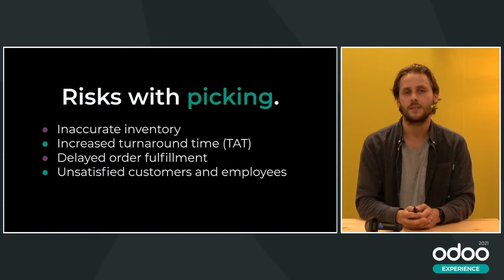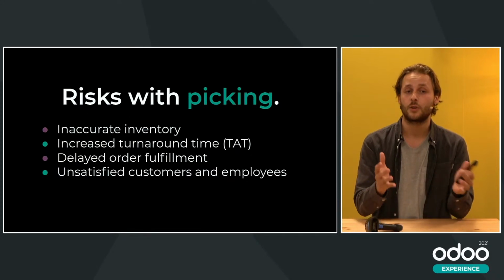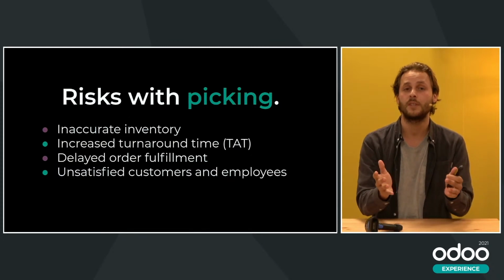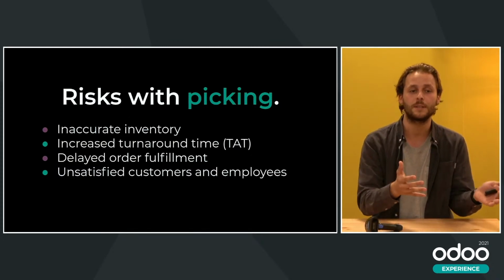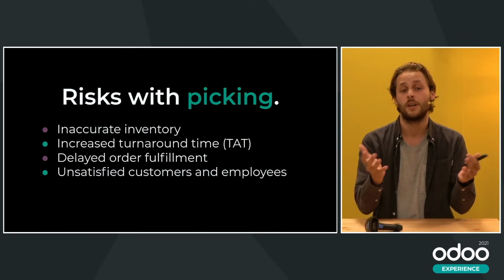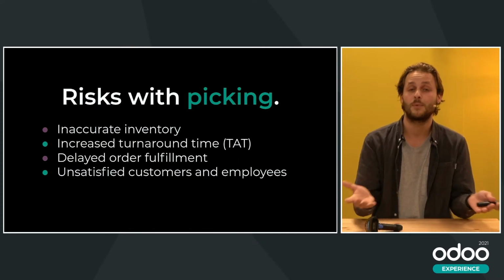Before I show you this, I would like to cover the risks when you have a bad pick and pack process. Of course, there are a lot of risks when it comes to picking. I have shortlisted a few, such as inaccurate inventory, increased TAT, which is the turnaround time. It's basically the time you need to fulfill a request. A third risk could be delayed order fulfillment. And last but not least, you can also have unsatisfied customers, but also employees.